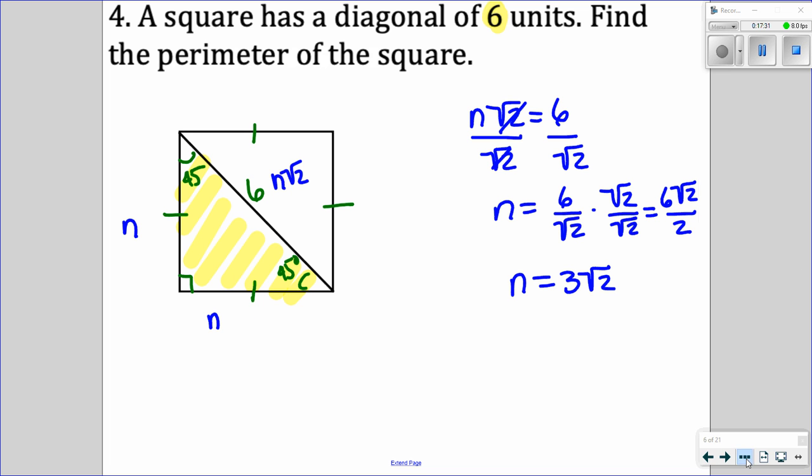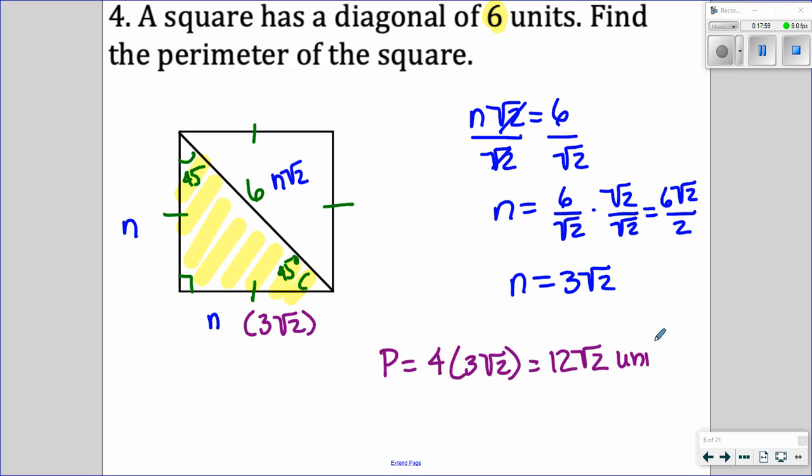So that means our n, that side, is 3 square root of 2. And since all the sides are congruent, we need to find the perimeter. So the perimeter will equal 4 times 3 radical 2, because all the sides are 3 radical 2. And then 4 times 3 is 12, and you leave the 2 underneath the radical. And of course, we need to put our units. So there's our perimeter. And so, applying what you learned about 45, 45, 90, you go to the next step to find the perimeter of the shape.